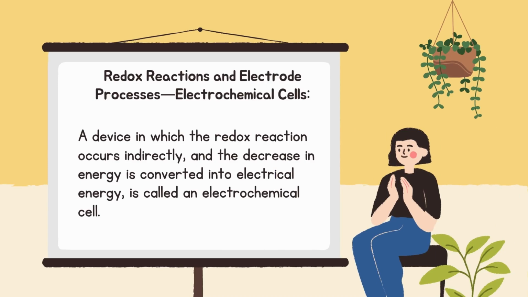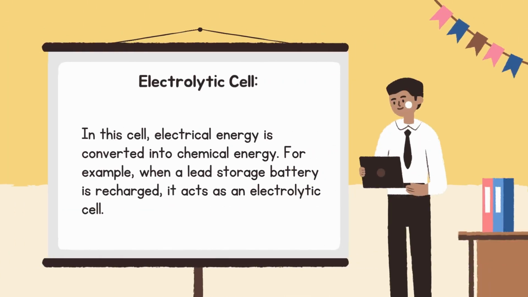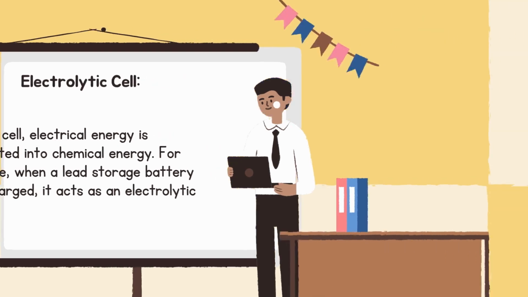Electrochemical cells. A device in which the redox reaction occurs indirectly and the decrease in energy is converted into electrical energy is called an electrochemical cell. What is electrolytic cell? In this cell, electrical energy is converted into chemical energy. For example, when a lead storage battery is recharged, it acts as an electrolytic cell.